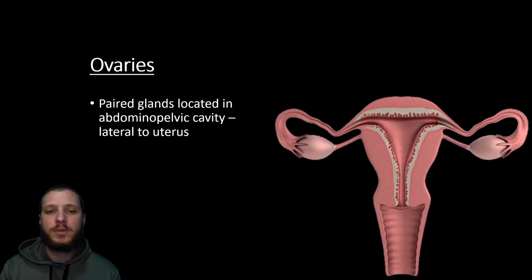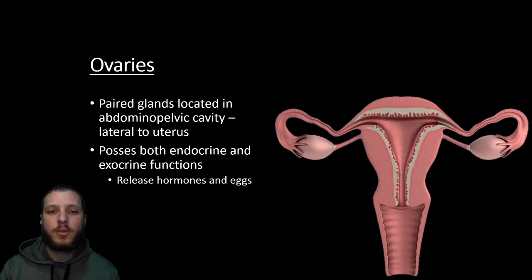Starting with the female reproductive system, we can see the ovaries, which are the paired glands located in the abdominopelvic cavity, lateral to the uterus. So here we can see the uterus in the center and the ovaries on the lateral aspect of it. They're going to possess both endocrine and exocrine functions. Endocrine meaning that they secrete hormones, exocrine meaning that they secrete the sex cell, and it's exocrine because it's going into a duct and it could leave the body during menstruation.